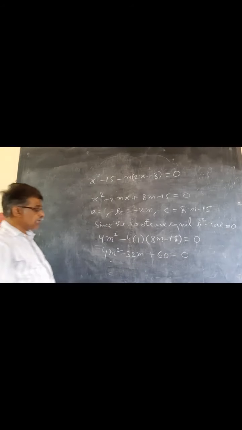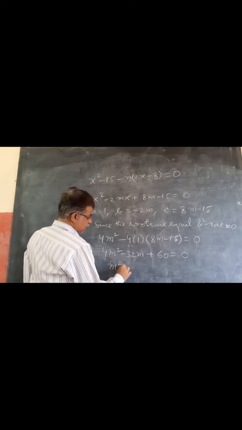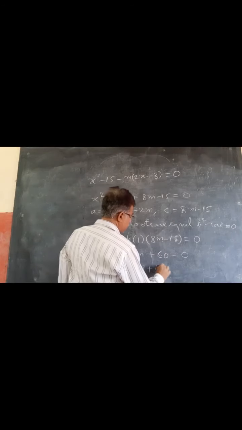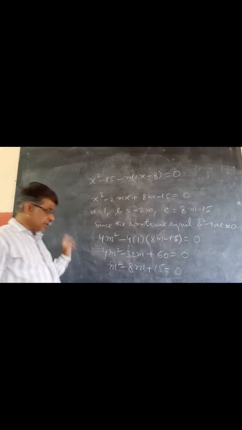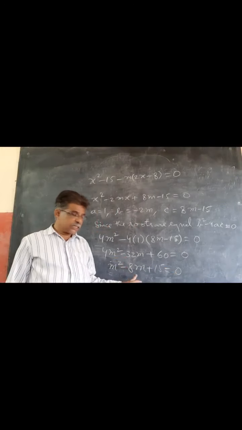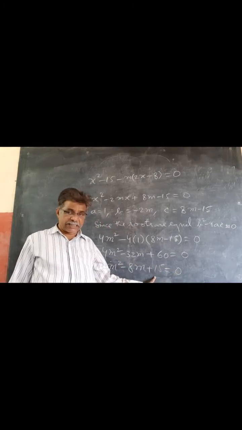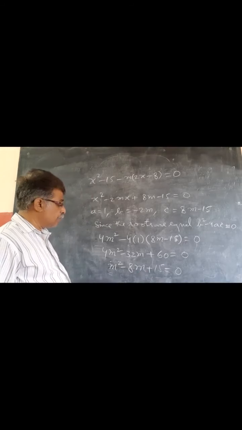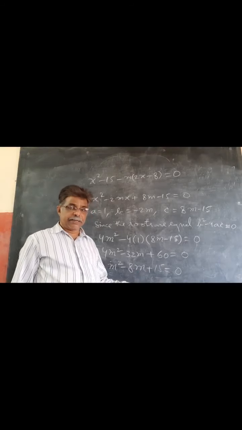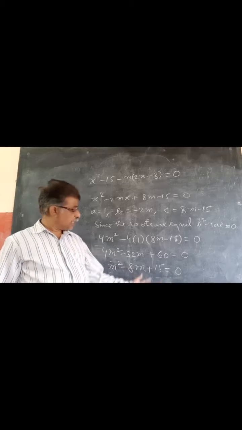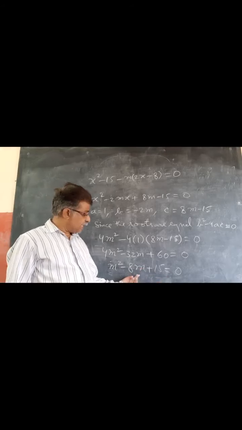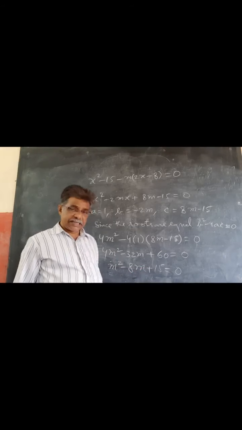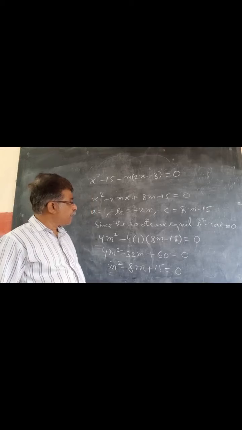Now I can take 4 common. The equation becomes m square minus 8m plus 15 equal to 0. 4 8s are 32, 4 15s are 60. Now I can go for, as usual, splitting the middle term. 15 factors, 5 3s are 15, 5 plus 3 is 8. So 8m I can split like minus 5m minus 3m.